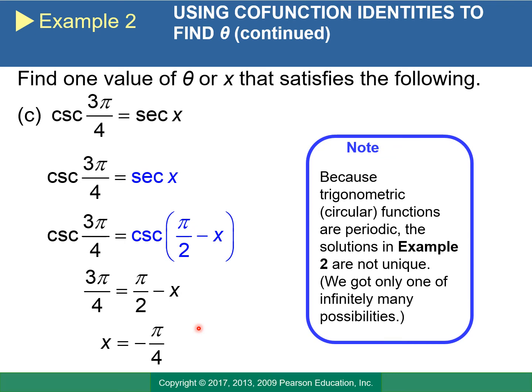Okay, so quick note, because our trig functions or circular functions are periodic, meaning they do repeat after one period, every solution in this example, parts A, B, and C, wasn't unique. We only got one out of infinitely many answers. And so notice we were even told, just find one. Okay, and it's because these values repeat if you think about traveling around your unit circle.